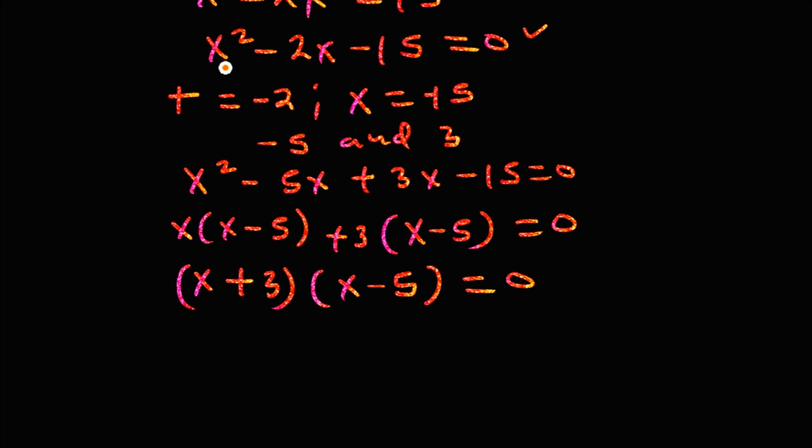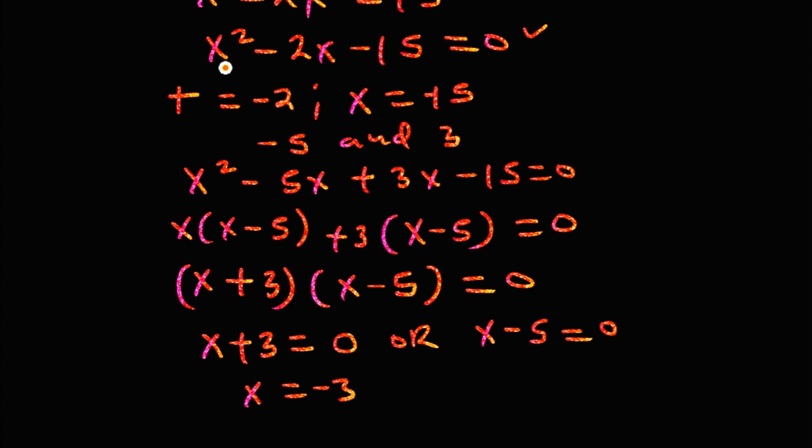So there are two possibilities. These are product of two numbers, and we're getting a 0. So it means that one of them has to be 0. So what if it is x plus 3 that is 0? Or what if it is x minus 5 that is 0? So if it is x plus 3, then it means x will be negative 3. But if it is x minus 5, then x will be positive 5.